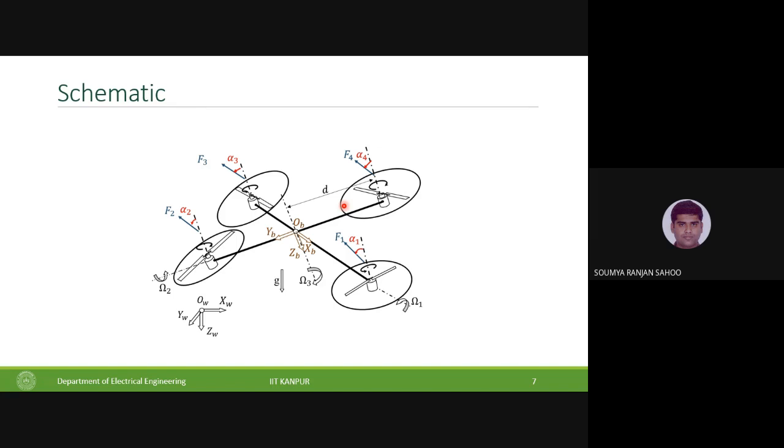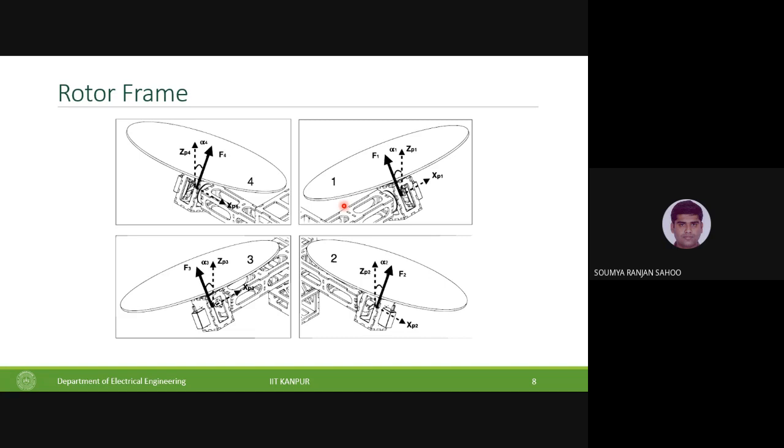Now this is just a close-up view of what happens in the rotor plane. If this is the vertical axis, the force will be vertical in the rotor plane, and hence when you resolve it in the body frame, you have a component along this x-axis, which is the quadcopter's horizontal axis, and the vertical axis is the Z P3. We will have a component along this, and the same happens for all four rotors.